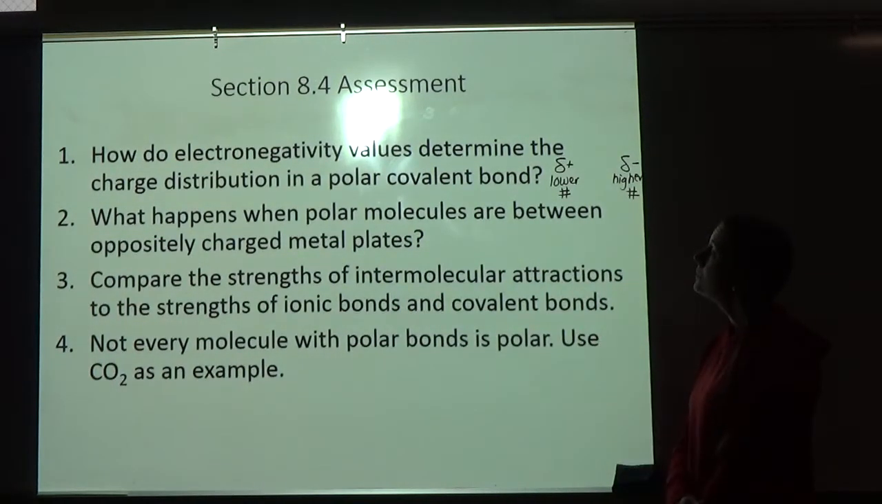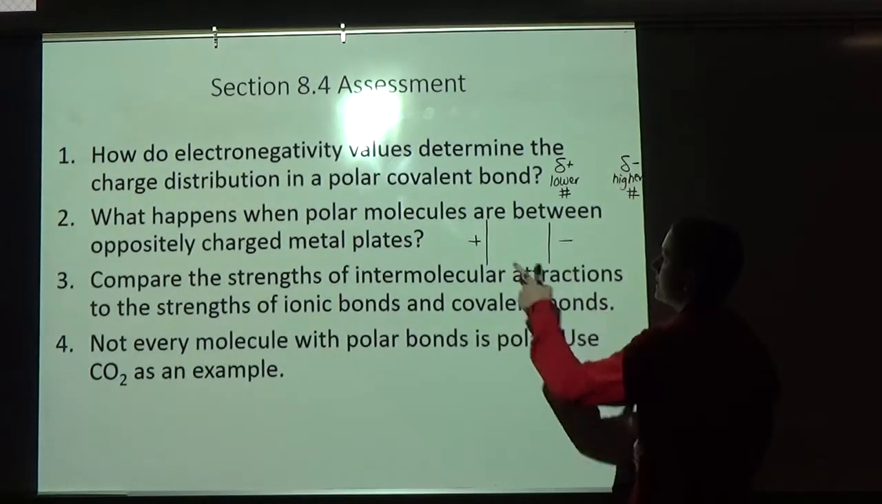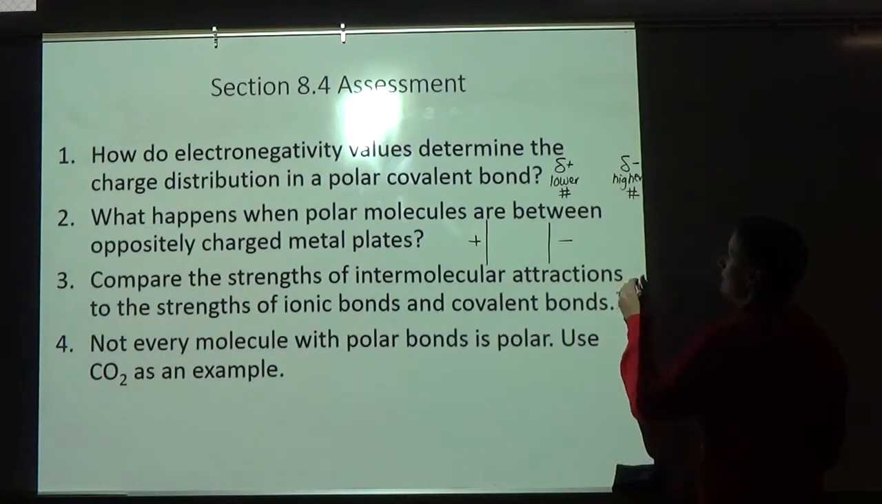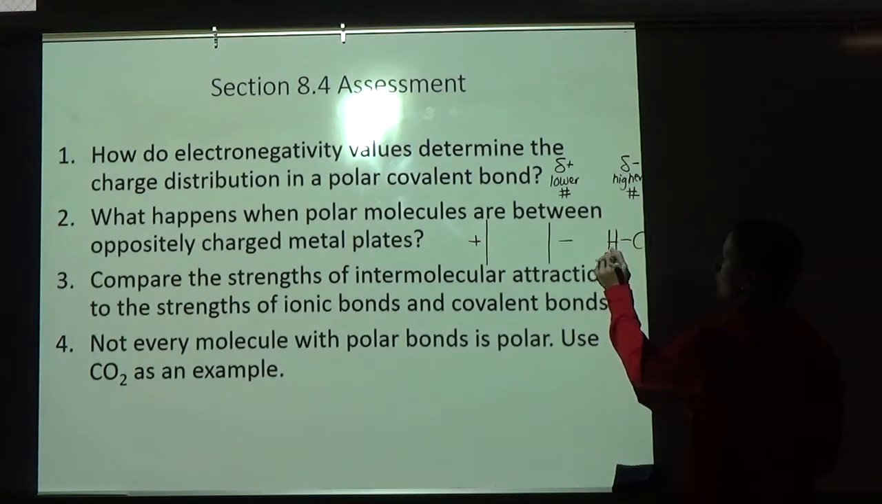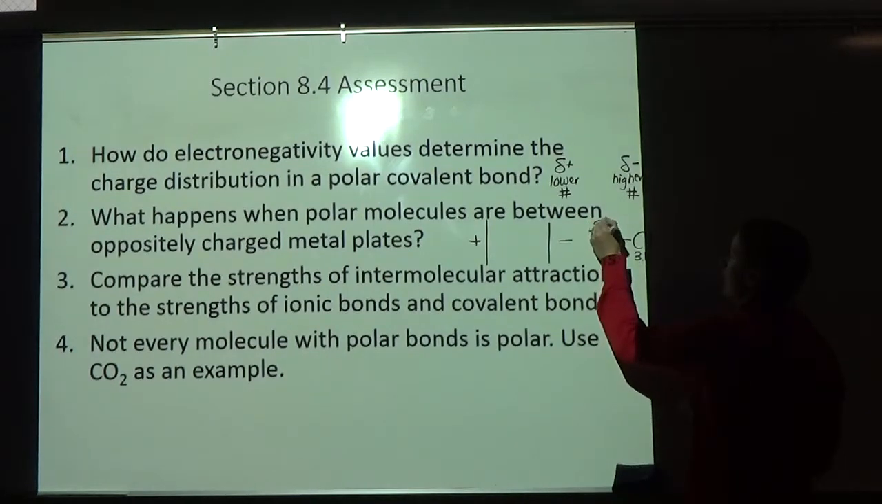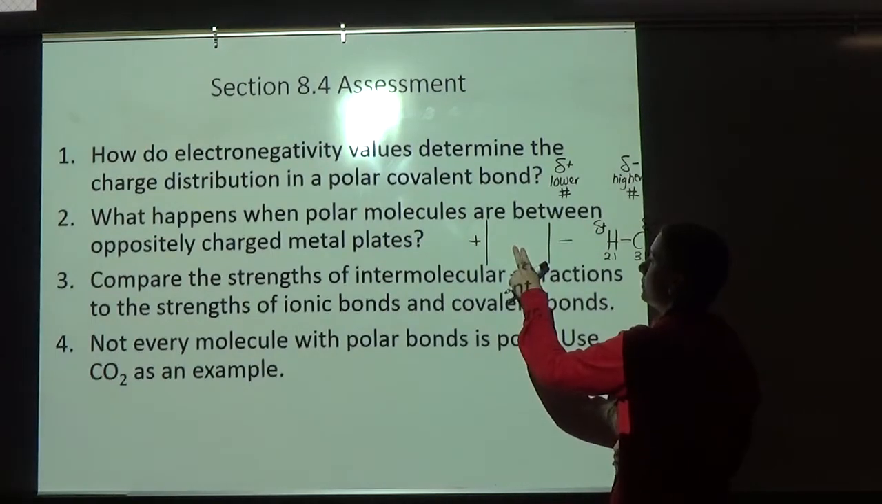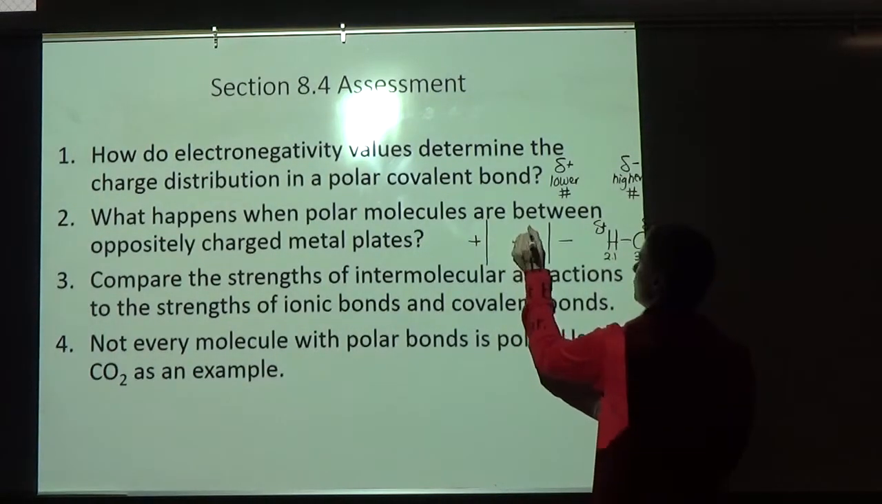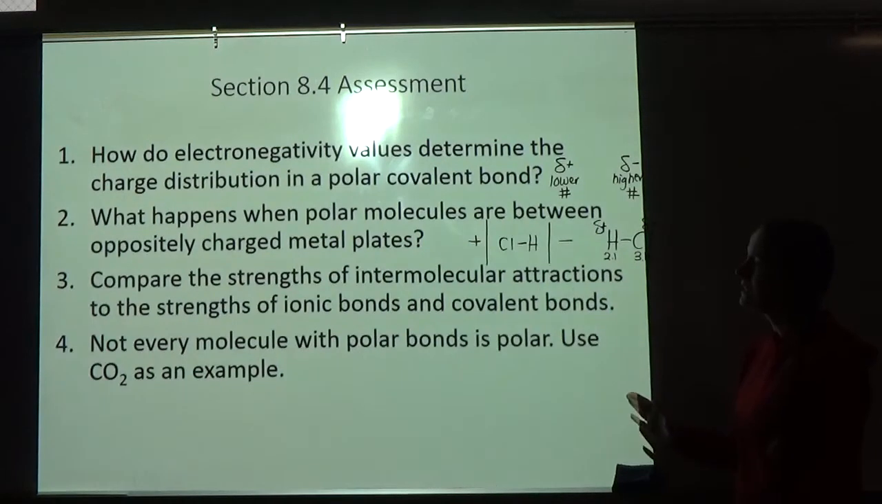Number 2, what happens when polar molecules are between oppositely charged plates? Well, this is what happens. Let's say we have our plates, and one's positive and one's negative, and let's say we have an HCl molecule on the inside. Well, H has a 2.1 electronegativity, Cl has a 3.16, so H would be partially positive and Cl would be partially negative. So if I put this in between the plates, the positive H would attract to the negative plate, and the negative Cl would attract to the positive plate, so they would line up in this orientation.